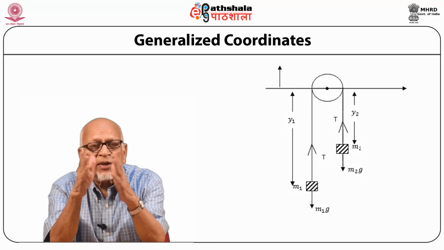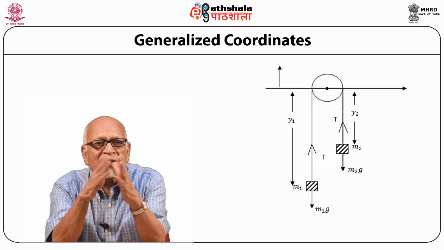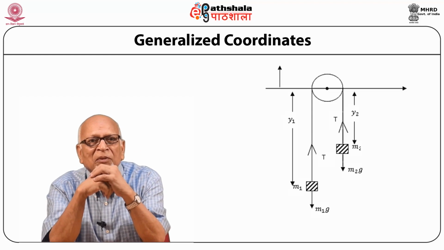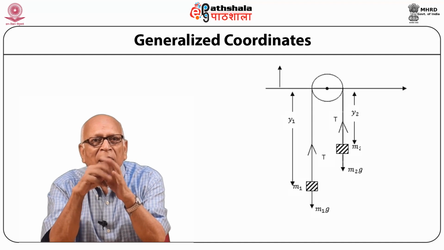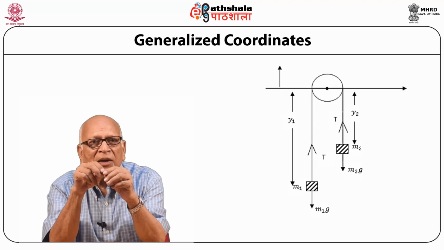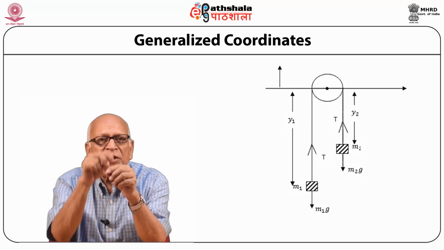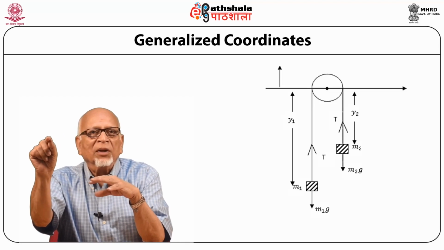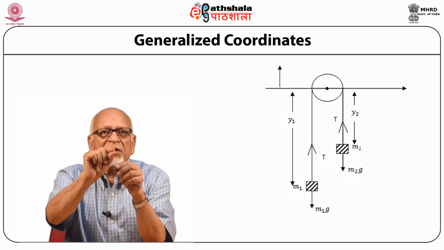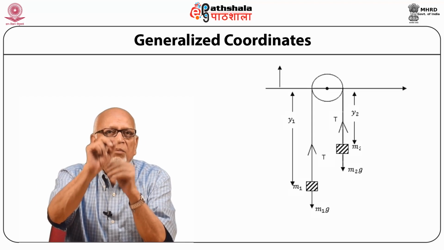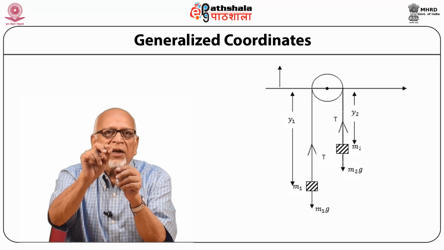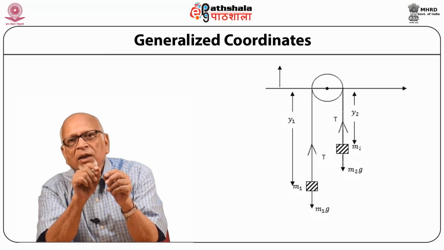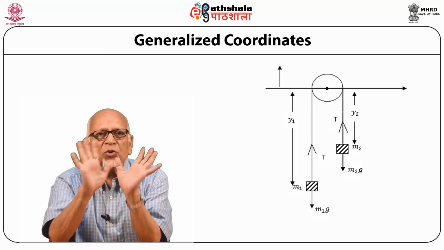So as an example, we are considering this famous Atwood machine, which you are all familiar with from your school days. The Atwood machine consists of a string of a fixed length L passing through a frictionless pulley. The pulley is fixed at some point in the horizontal plane, and the string is inextensible and massless. It has a length L, and at the two ends of the string are two masses M1 and M2 attached, and the string passes through the pulley.